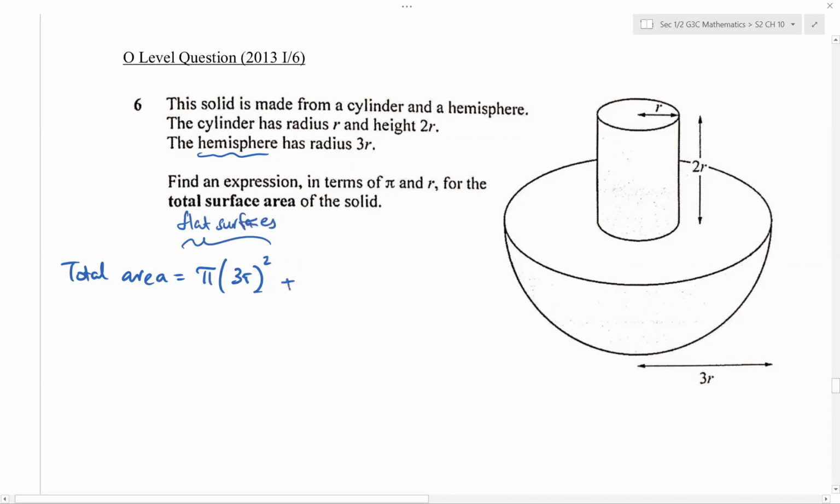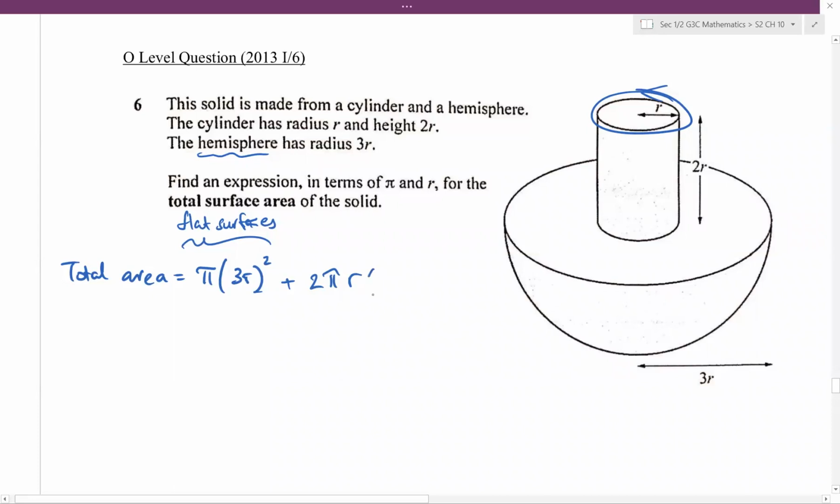Then plus, I was talking about the curved surface area for the cylinder. So the perimeter, 2 pi r, which corresponds to the length of the rectangle, multiplied by its height, in this case 2r. So this is our curved area for the cylinder. And finally, we have the curved surface area for the hemisphere.